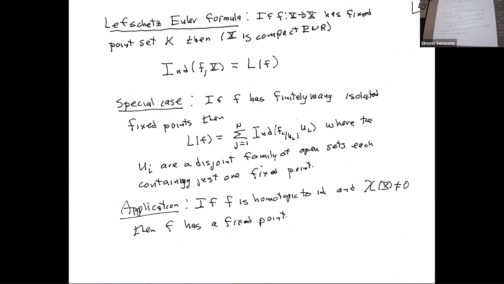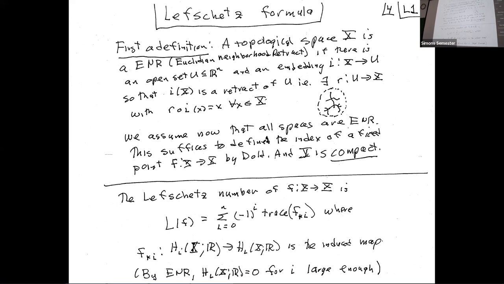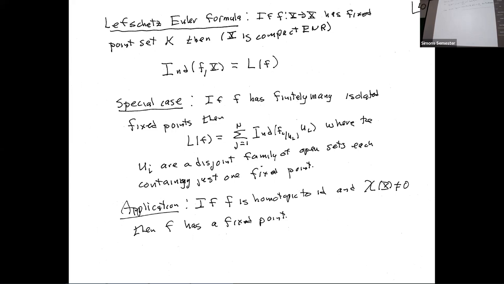Okay, so the first application is that if you're homotopic to the identity and your Euler characteristic is not zero, then you have a fixed point. Notice the important thing about this, which I should have emphasized: this just depends on the action on homology, so it just depends on the homotopy class. So this is dynamical data. It's not real interesting at this point, but it's dynamical data based just on the action on homology. And so there are standard examples.